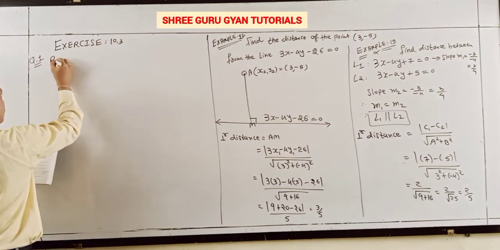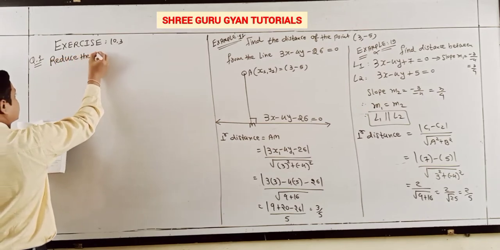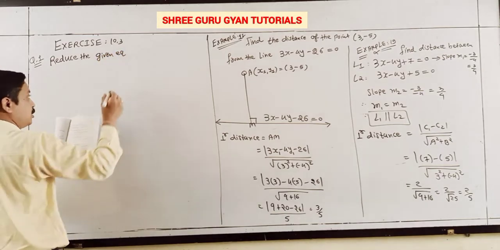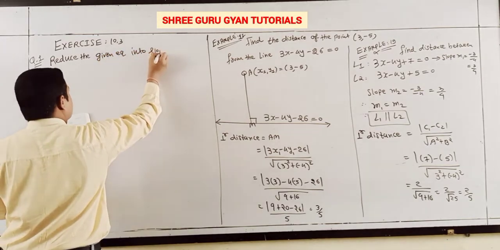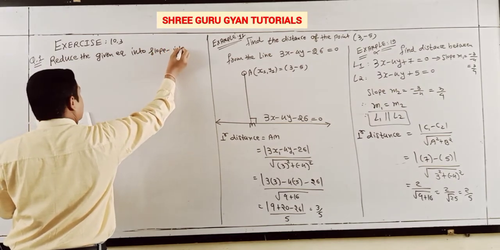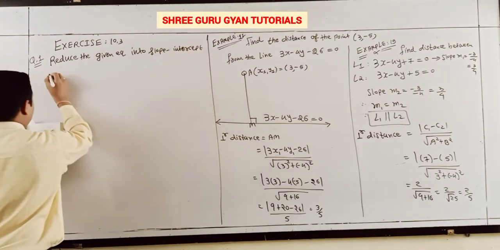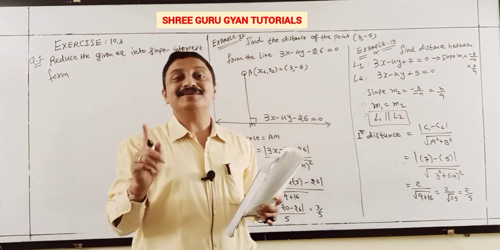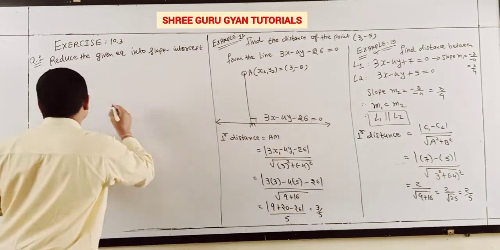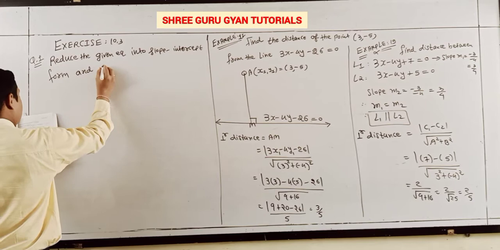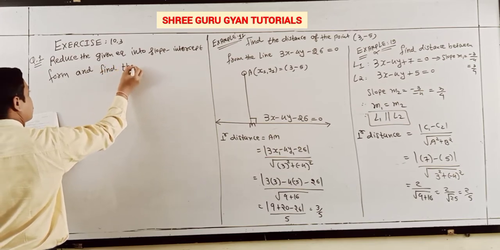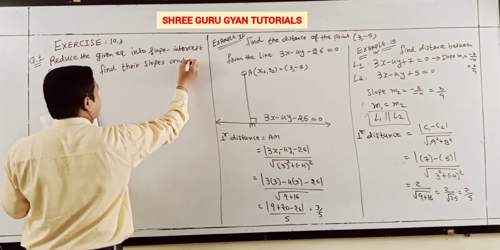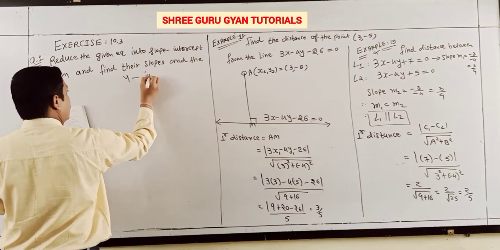Reduce the given equations into slope-intercept form. You know students, slope-intercept form means y is equal to mx plus c. And find their slopes and the y-intercept.